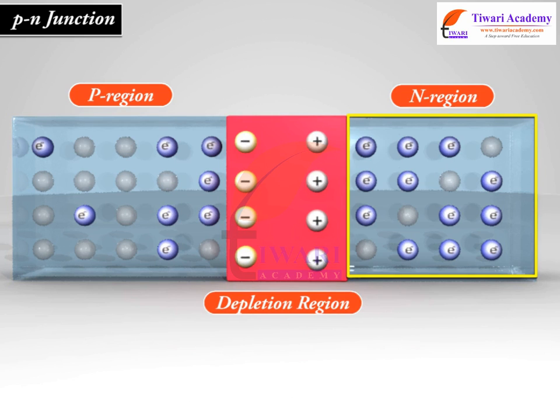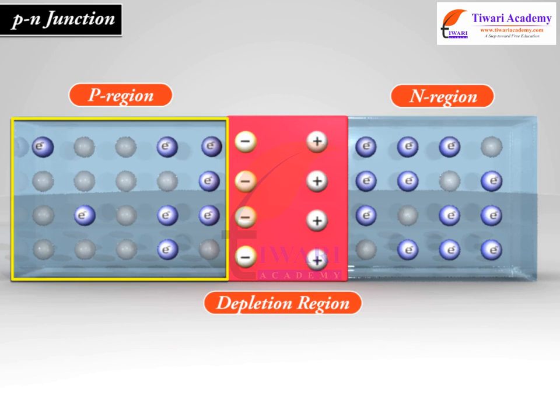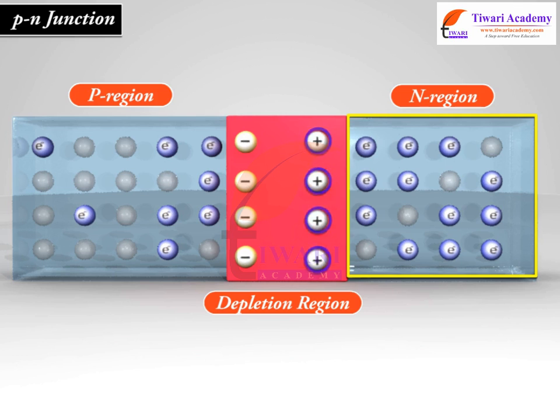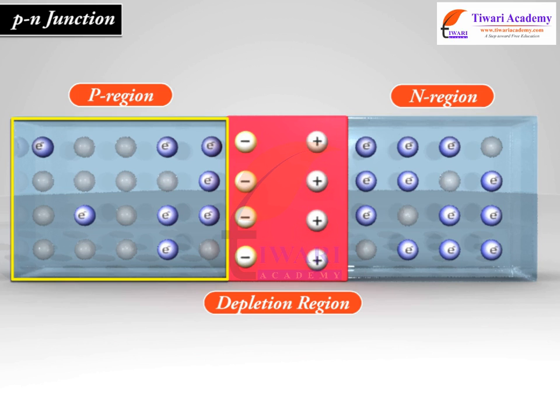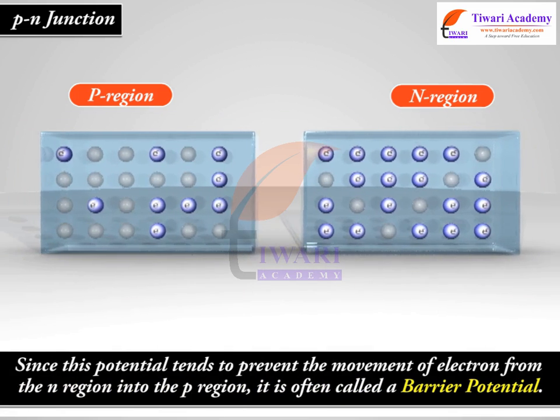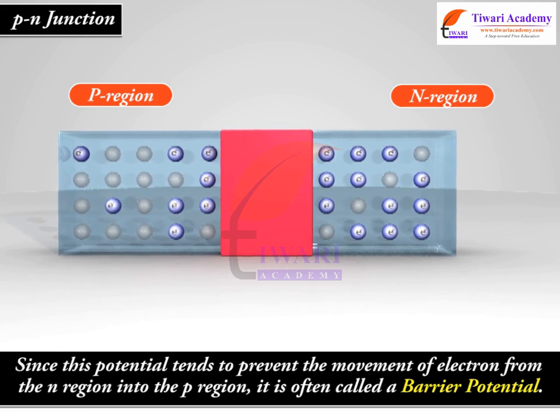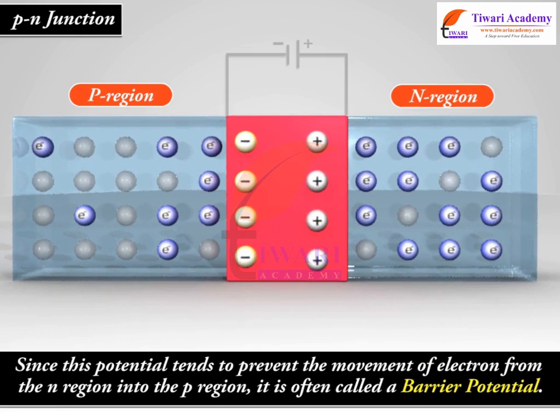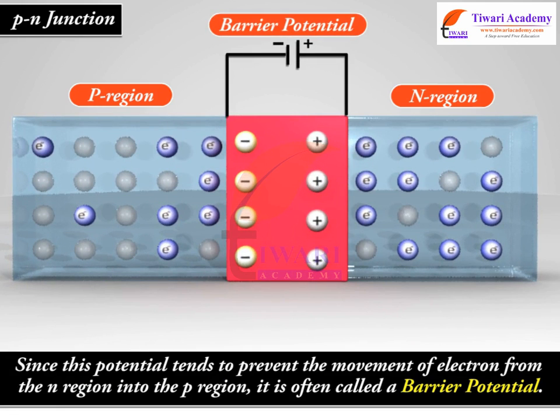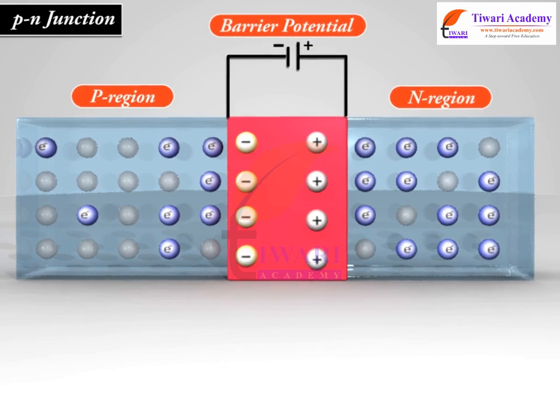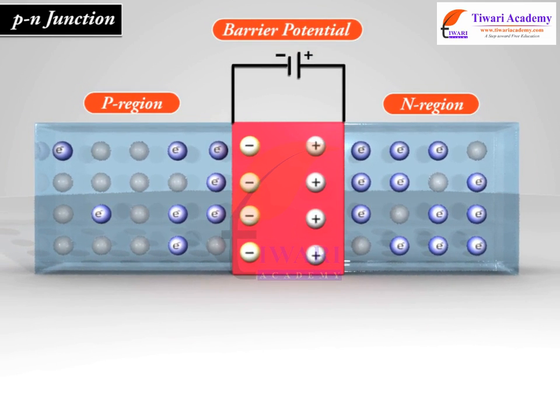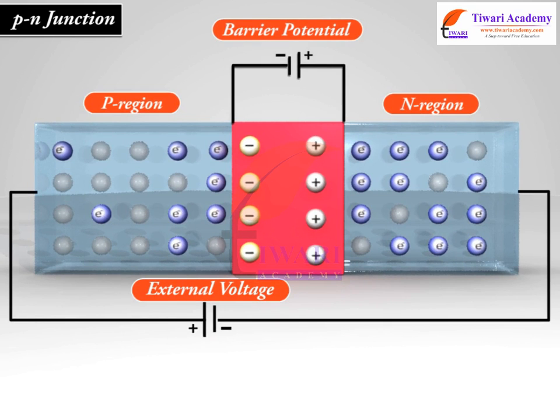The N material has lost electrons and P material has acquired electrons. The N material is thus positive relative to the P material. Since this potential tends to prevent the movement of electron from the N region into the P region, it is often called a barrier potential. This potential barrier must be overcome by an external voltage source to make the junction conduct.